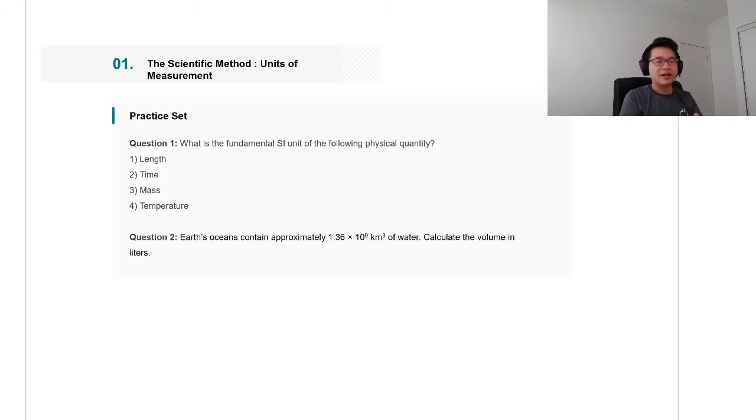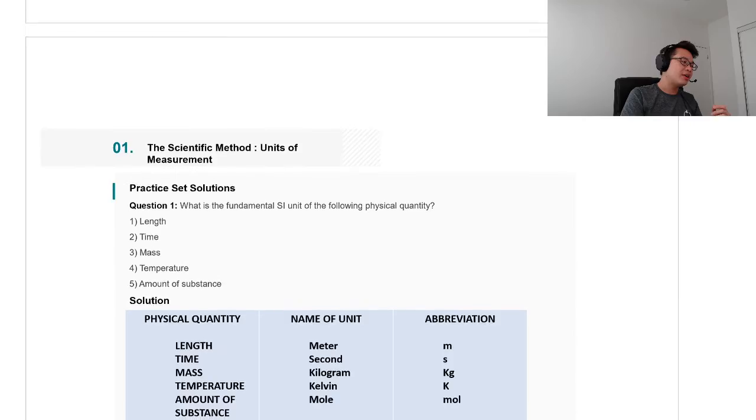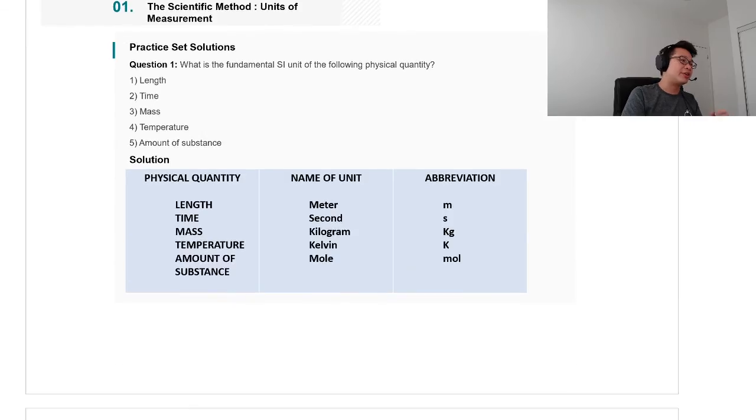So what would be the SI unit for length, time, mass, and temperature? Okay, so here are the SI units. For length, we are looking at meters, so it will be m. Time will be seconds. Mass will be kilogram. Temperature, we are using Kelvin instead of degree Celsius or Fahrenheit.